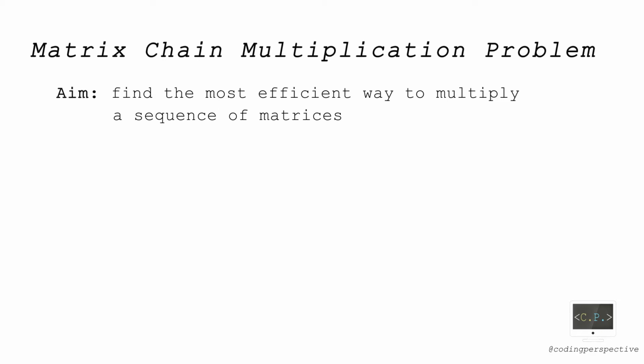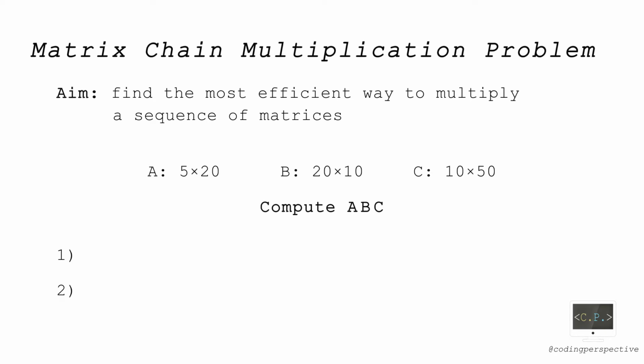To illustrate it, let's consider three different matrices. A is a 5 by 20, B is a 20 by 10, and C is a 10 by 15 matrices. We would like to compute the matrix product A times B times C. There are two ways to do it depending on where the parentheses are located. Either we first compute A times B and then multiply it with C, or we first compute B times C, then multiply A with it.